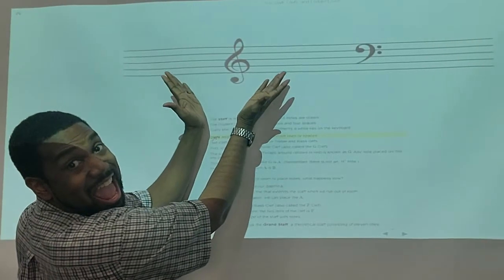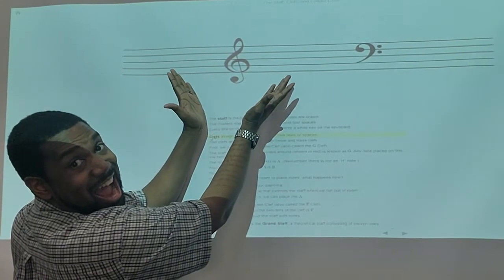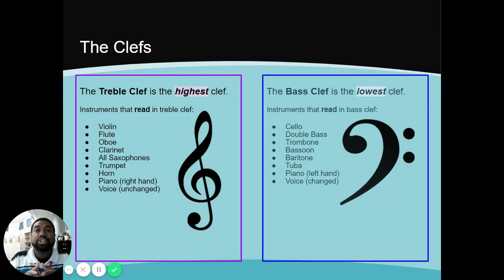All right, new stuff today, okay? We're gonna talk about something that we call clefs, okay? There are 2 main types of clefs. Are there more than this? Yes. But the types of clefs that you guys will see, whether you're singing or you're playing an instrument, will likely be one of these 2, okay?